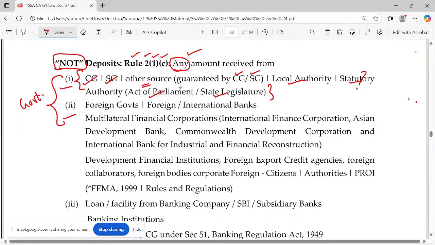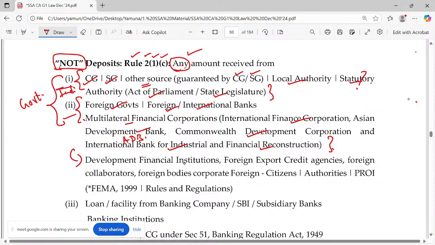Okay. First is all Indian government. Go for the second point related to outside India. Foreign governments, not only foreign governments, foreign or international banks, multilateral financial corporations, that may be International Financial Corporation or ADB Bank. You might have heard of this name, ADB, Asian Development Bank, or Commonwealth Development Corporation and International Bank for Industrial and Financial Reconstruction. If you are receiving any money from these people, it will be called as not a deposit.